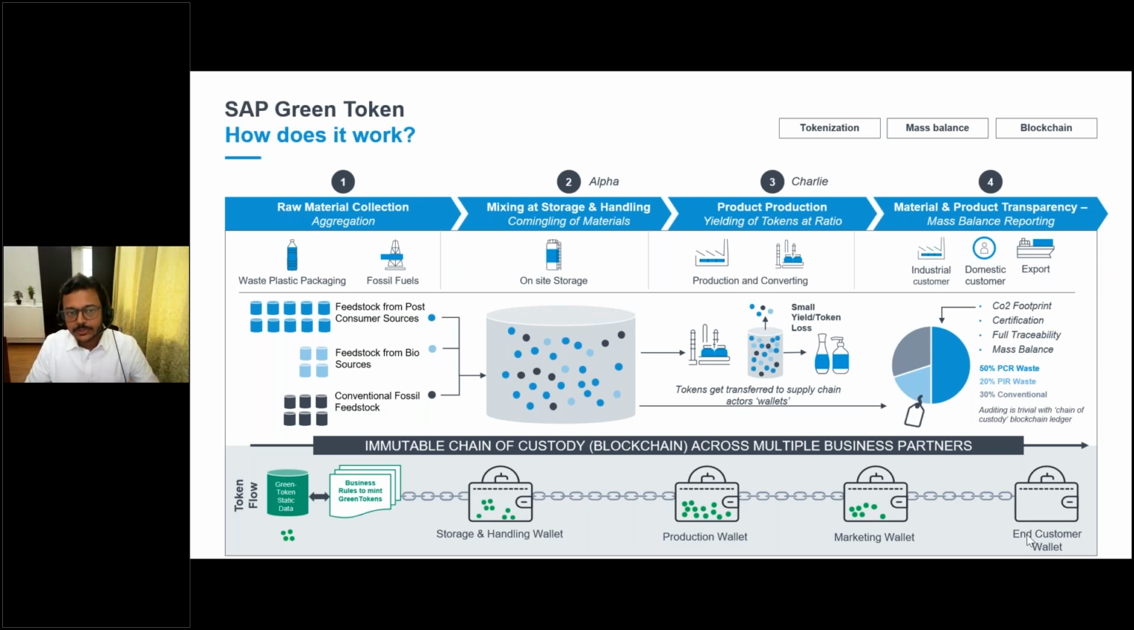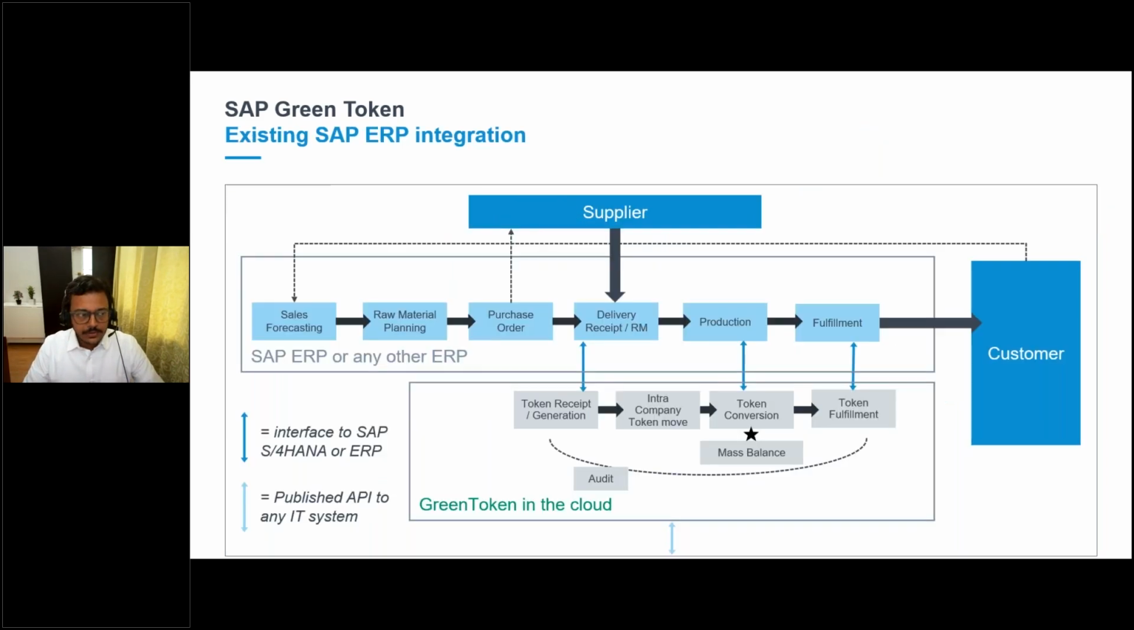So as a solution, you can use this in a standalone way, or you could also use this in a network-linked way, where your entire supply chain is also onboarded on Green Token to have this end-to-end visibility. The next part is, most of the customers who are using SAP ERP systems are obviously interested in knowing how this tool can work with their existing systems. And this is basically a process flow that we would also see in the demo.